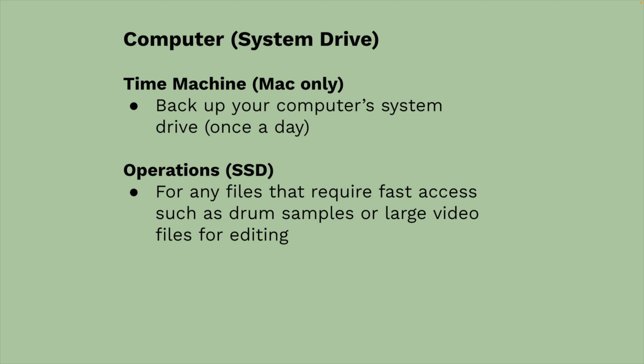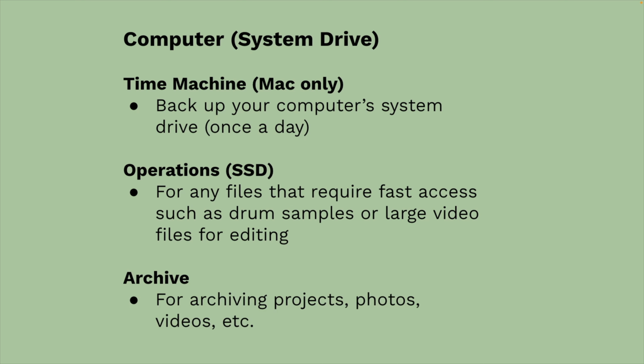There's an operations drive, which is a solid state drive, and it's for any files that require fast access, such as drum samples or large video files for editing. Then there's a third hard drive connected to my computer called Archive, and it's for archiving projects, photos, and videos, that kind of thing. So to get more into this, let's check out the Time Machine.